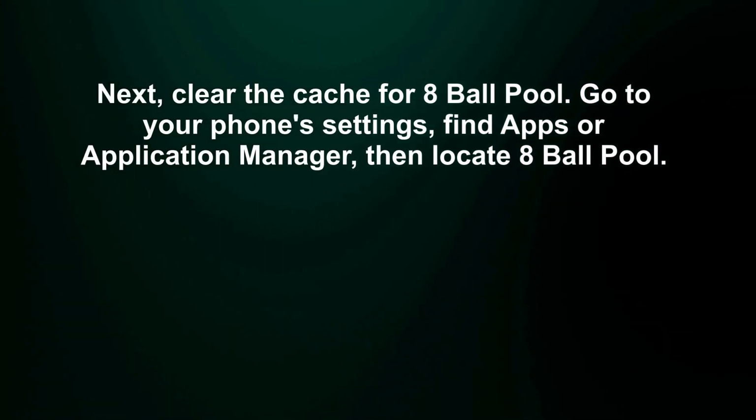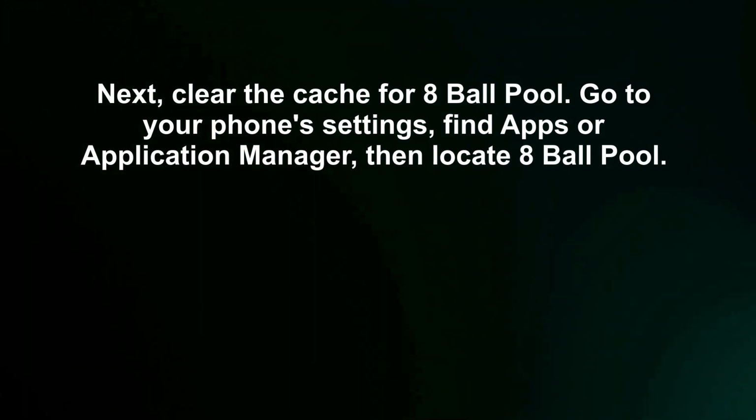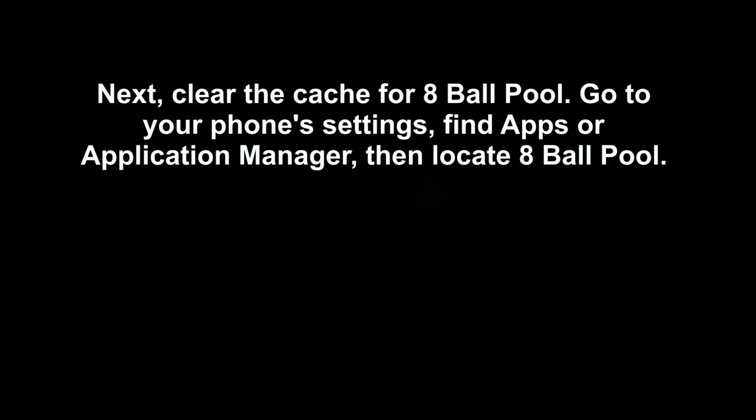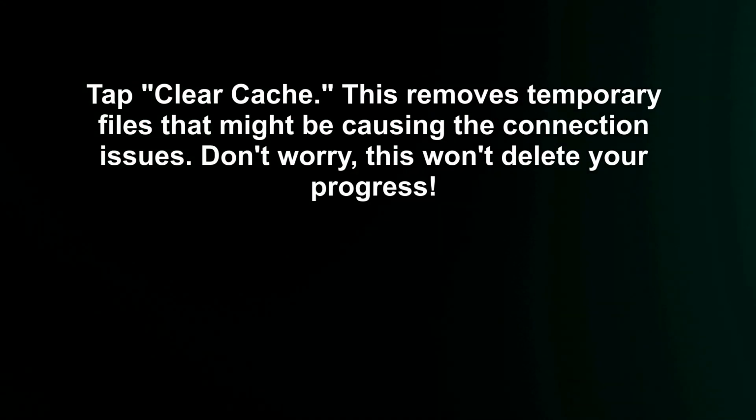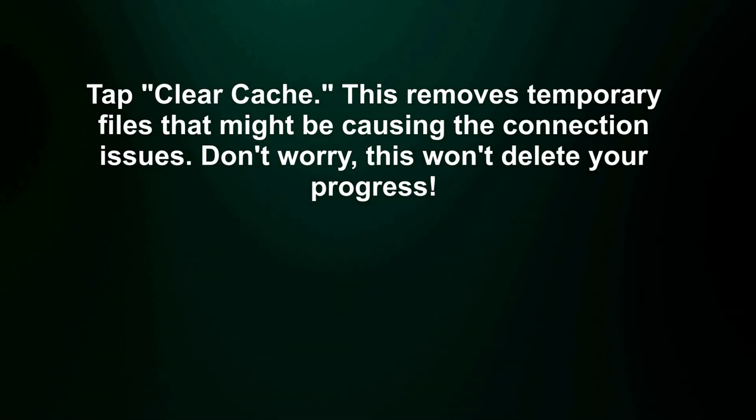Next, clear the cache for 8-ball pool. Go to your phone's settings, find apps or application manager, then locate 8-ball pool. Tap clear cache. This removes temporary files that might be causing the connection issues. Don't worry, this won't delete your progress.